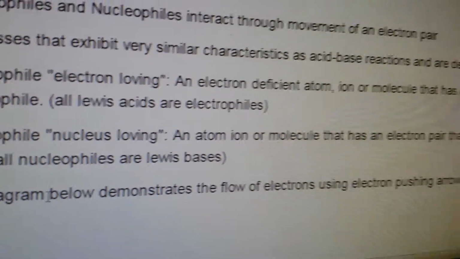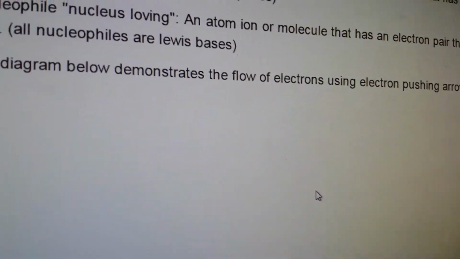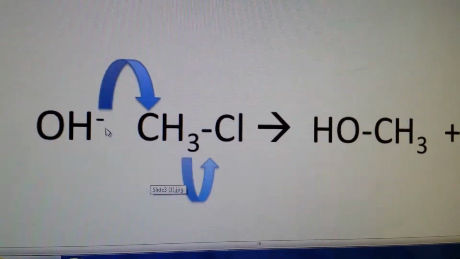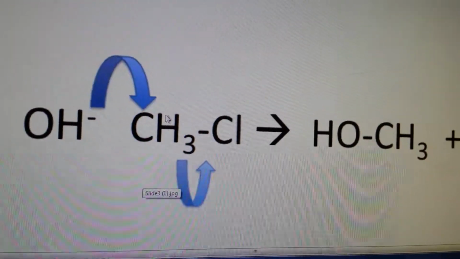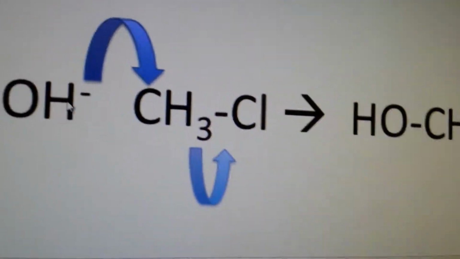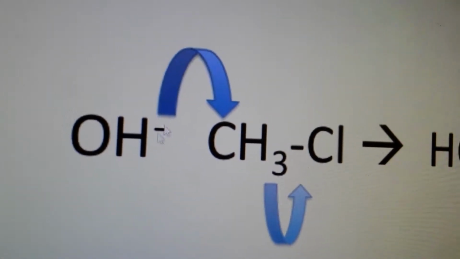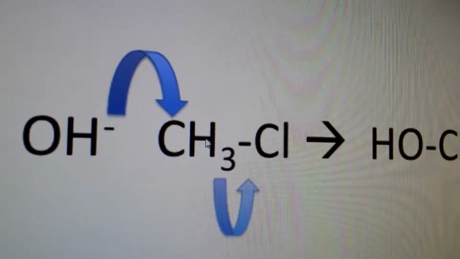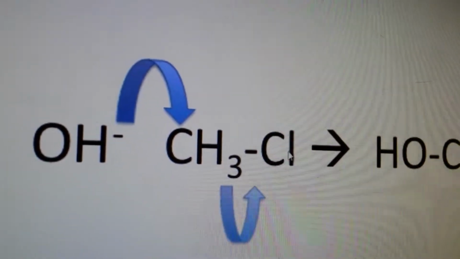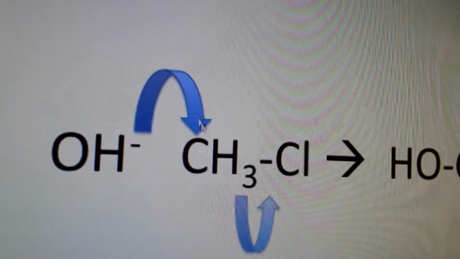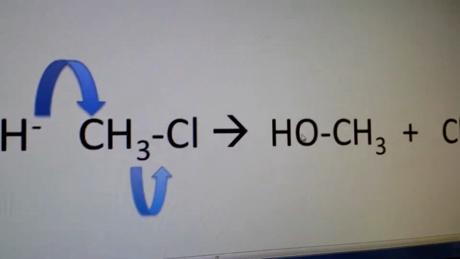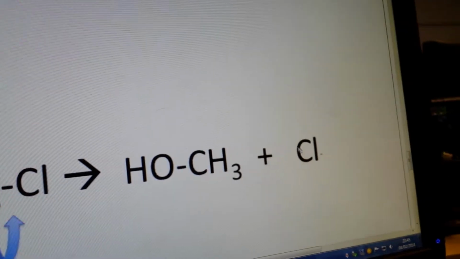The diagram below demonstrates the flow of electrons using electron pushing arrows. You can see this is a base. The base donates electrons, so it is the nucleophile. It gives electrons to methyl chloride. When the nucleophile forms a bond with the carbon, chlorine leaves, and it is satisfied with a negative charge. When chlorine leaves, you see CH3OH. So this is an example.